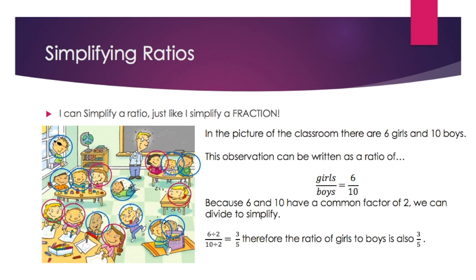But because 6 and 10 have a common factor of 2, we can divide to simplify. So 6 divided by 2 is 3, 10 divided by 2 is 5. Therefore, the ratio of girls to boys is also equal to 3 to 5. So as much as the actual numbers are 6 to 10, I can also simplify and say that for every 3 girls, there are 5 boys.